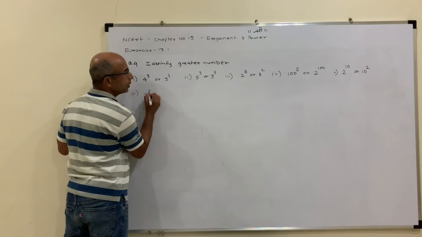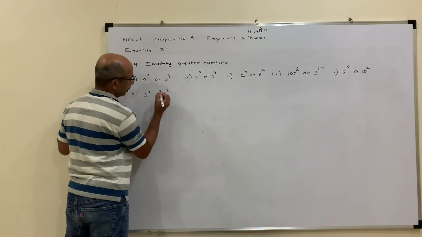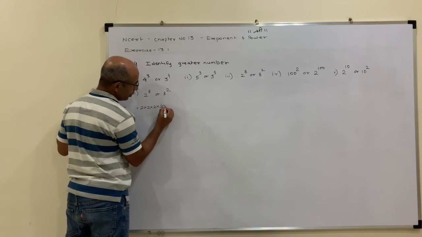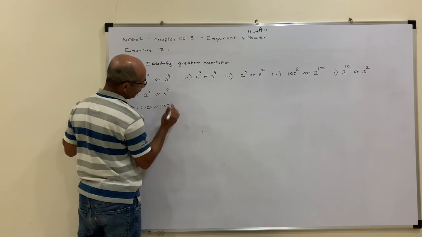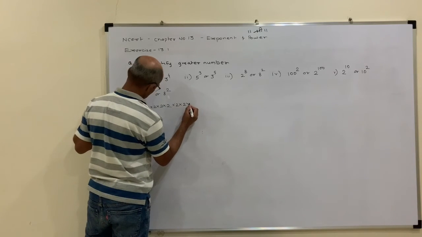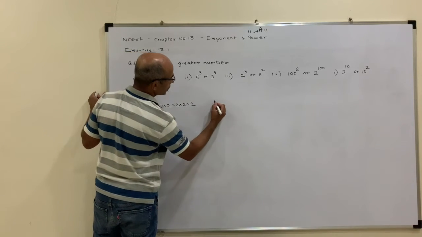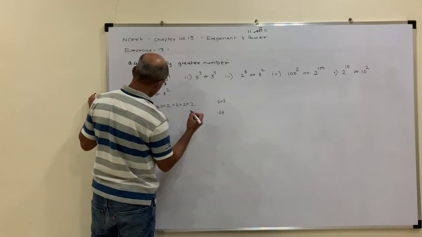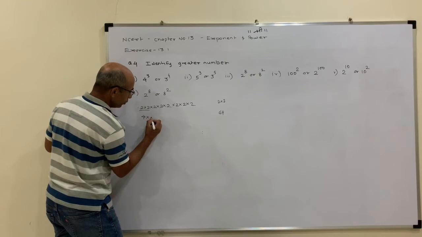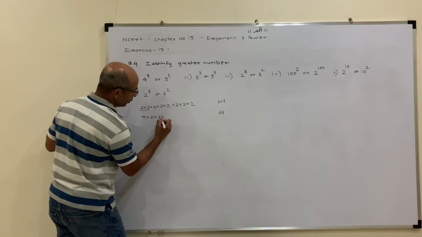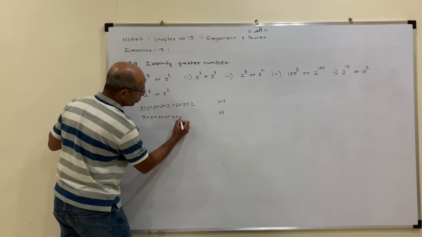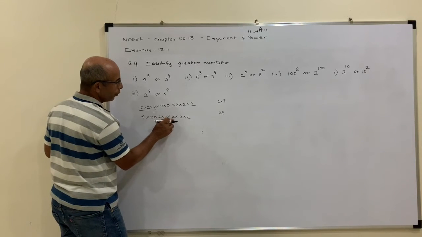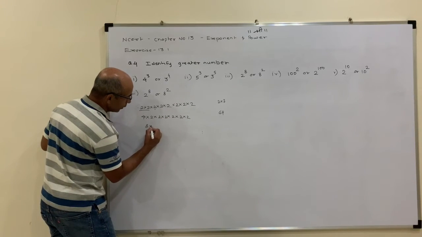2 raised to 8 or 8 raised to 2. So we write it as 2 into 2 into 2 into 2 into 2: 1, 2, 3, 4, 5, 6, 7 and 8. And 8 squared comes out to be 8 into 8, so this is 64. Now here, 4 into 2 into 2 into 2 into 2 into 2 into 2. So 1, 2, 3, 4, 5, 6. Then 8 into 2.